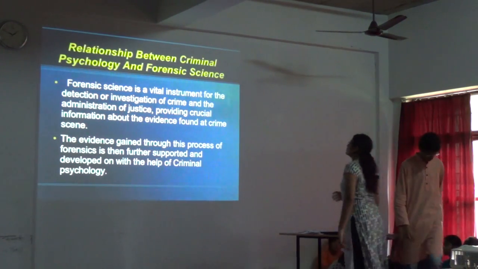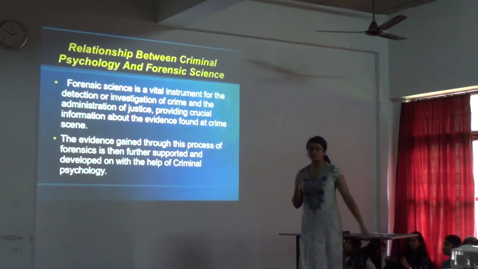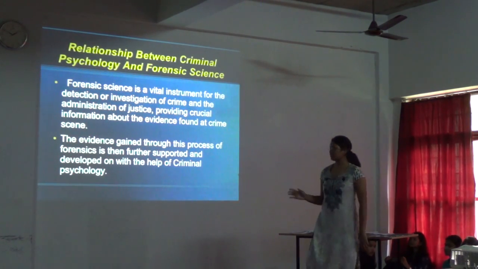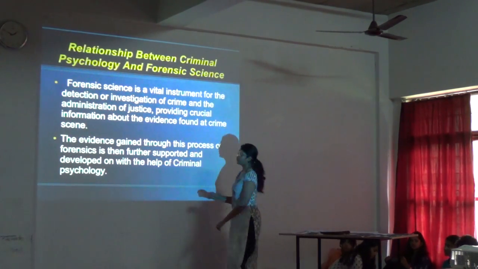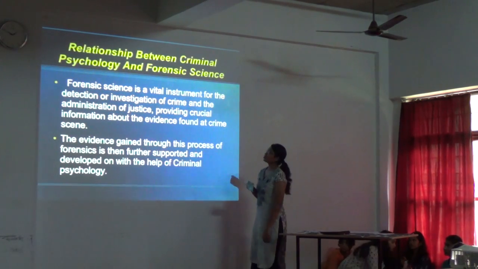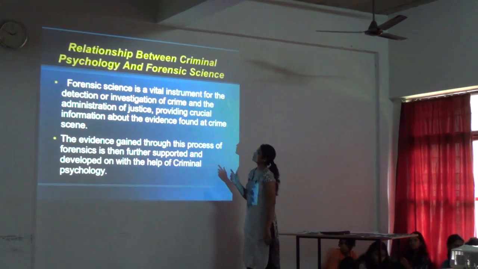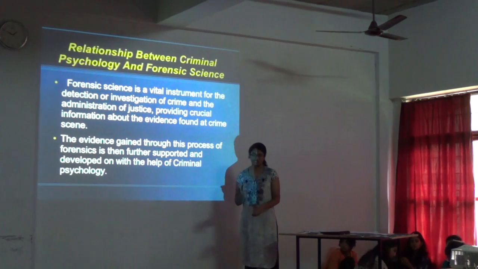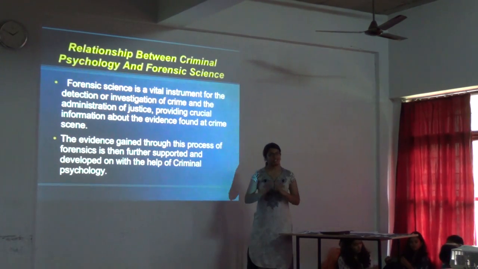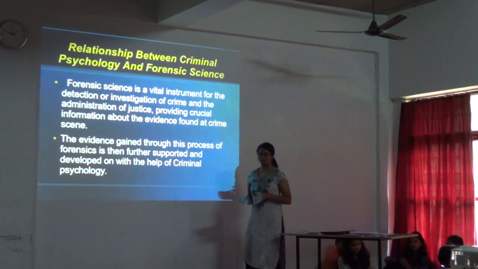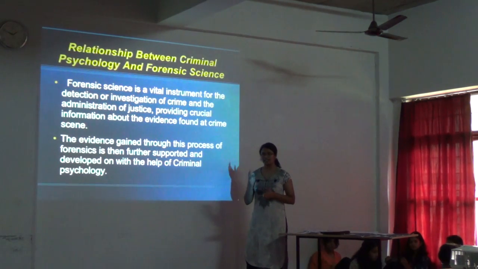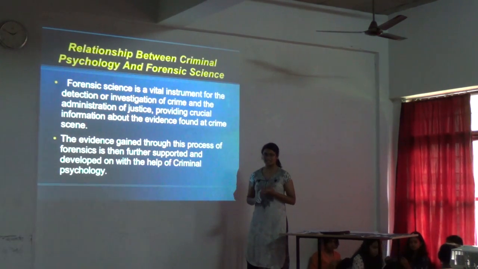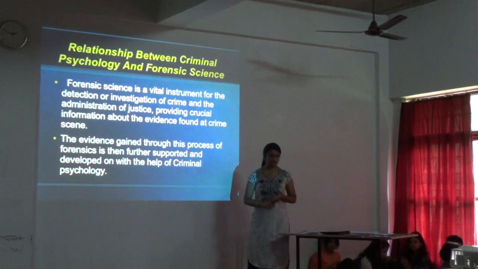Okay. I'm going to be talking about the relationship between criminal psychology and forensic science, which is basically what this whole presentation is about. Forensic science is a vital instrument for the detection and investigation of crime and the administration of justice. So basically what they're trying to say is without forensic science you can't solve a crime. You need to be able to collect the right evidence. You need to be able to analyze this evidence and draw up a conclusion.